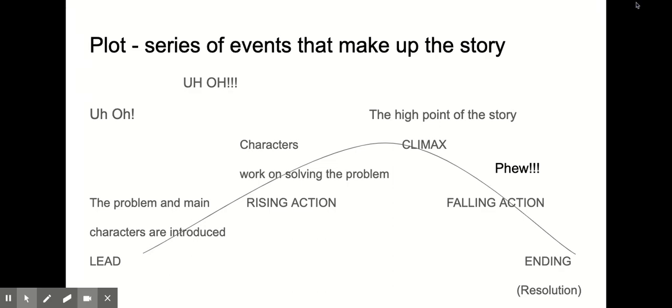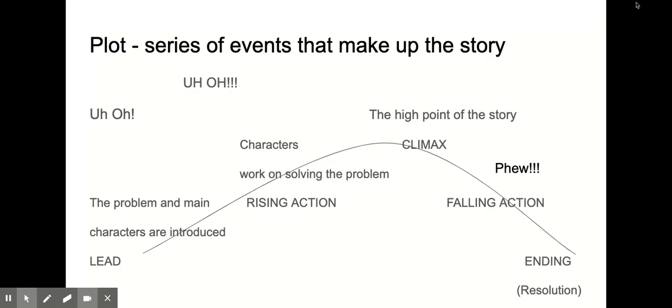Then we have the uh-oh. That's when the characters are working on solving the problem. That's called the rising action. After the rising action, you have the high point of your story, and that is called the climax. It's sometimes going to be the most interesting part of your story.